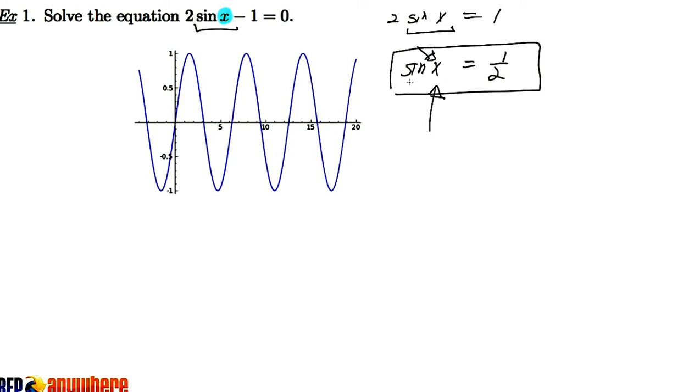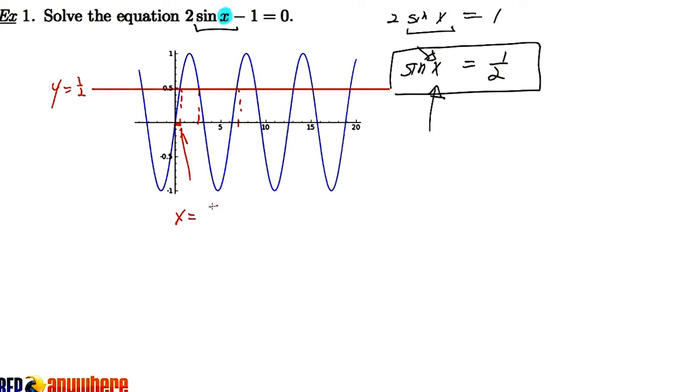Now from here, we can interpret this as: for what value of x will the y value of sine of x equal half? So here's the picture of a sine curve. Here's half. You can see that's the equation y is equal to half, and because it's a periodic function, there are a lot of x values that give you the y value of half. So let's find this first one first.